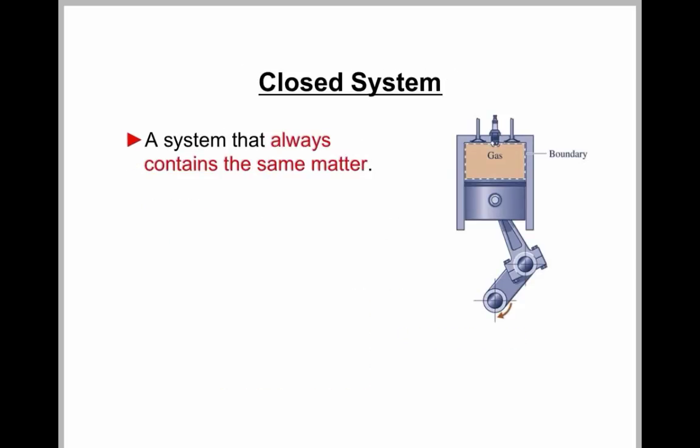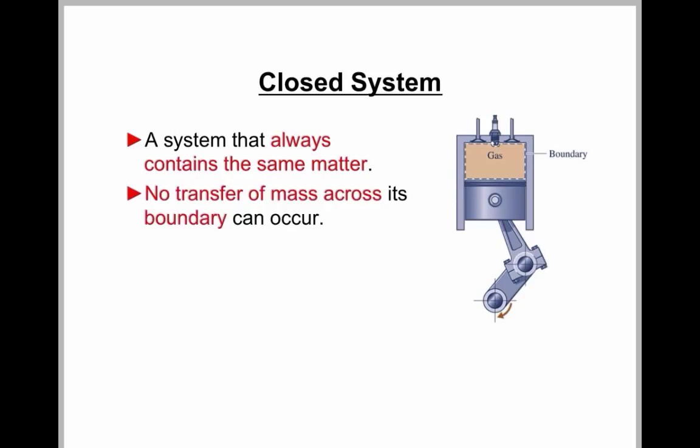A closed system always contains the same matter. This is a closed system. It's closed because the system itself is defined in this area. It does not include air that might come in through a valve or exhaust that might go out from a valve. With a system, there is no mass transfer across the boundary. That's an important distinction between a system and a control volume.